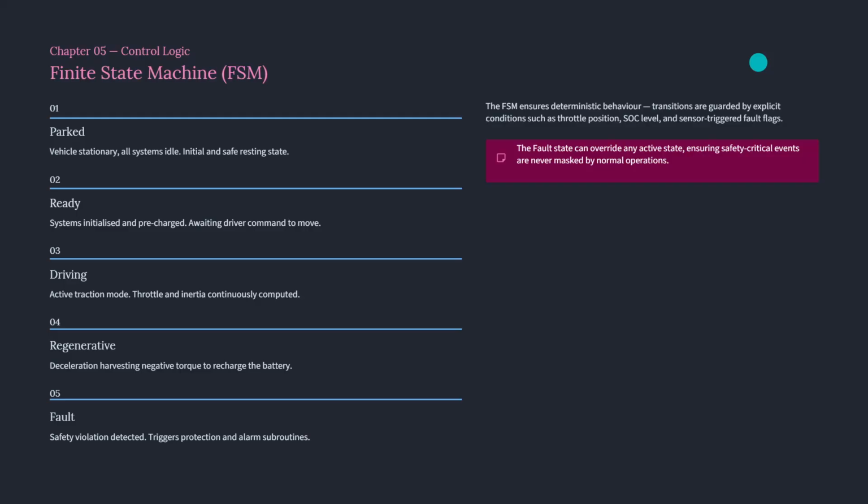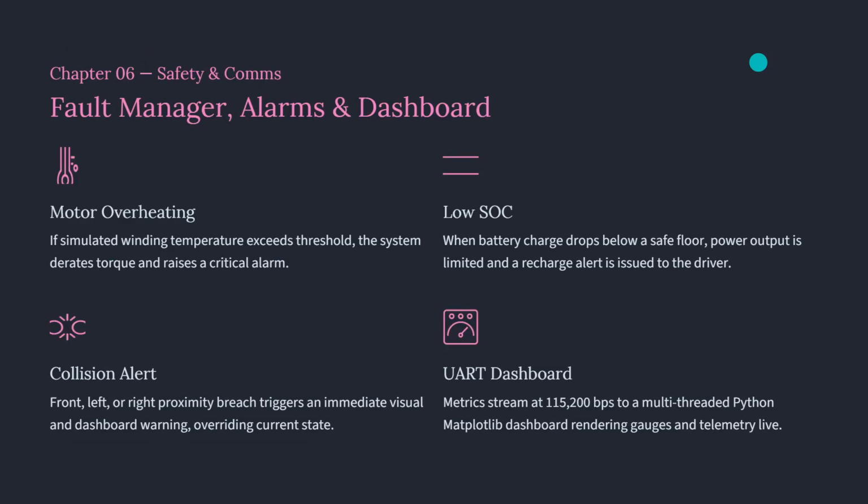And for the last part, which we have is UART. UART works in the following way. High throttle causes the dashboard speed to rise instantly. And if the brake is high, speed drops and energy flow changes. And if we reduce the distance, warning indicators turn on.